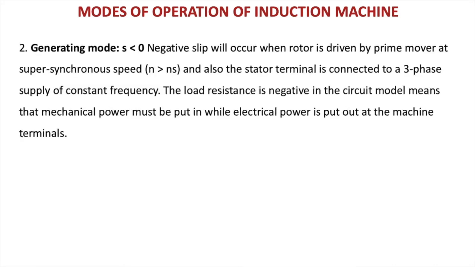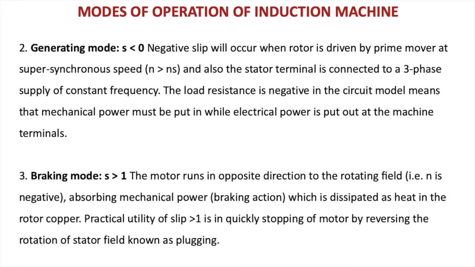Then the modes of operation of the induction machine in the generating mode. First was the motoring mode. The second comes the generating mode. That is, your motor is rotating above the synchronous speed. When the motor rotates above the synchronous speed, the slip will be negative, and that can only happen when the rotor is driven by some prime mover above the synchronous speed, and also the stator terminal is connected to a three-phase supply of constant frequency. The load resistance is negative in the circuit model, meaning the mechanical power must be put in while electrical power is put out at the machine terminals. That means it is acting as an induction generator.